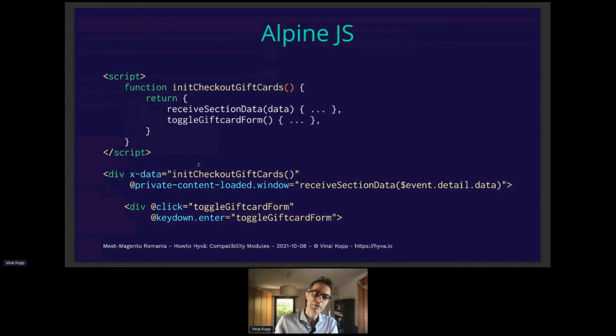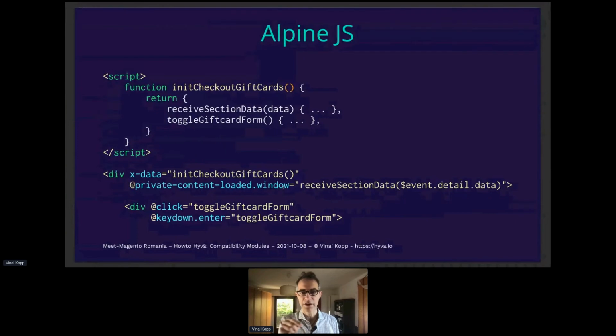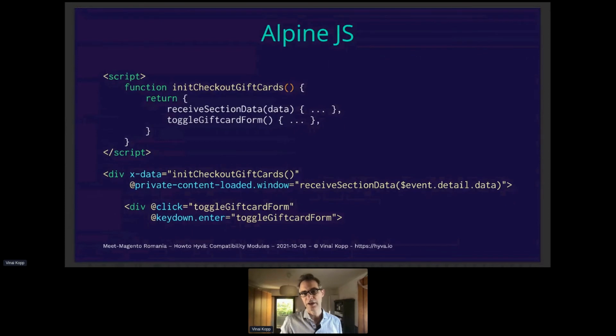So anyway, we initialize it, and then we can add, for example, event observers with @. So here, @private-content-loaded would listen for the private content loaded event, and with .window, that event listener will actually be added to the window instead of to the DOM element. And whenever that event is triggered, we'll have the callback receive section data with the event detail data that gets passed in, right? So that would be a method here on this Alpine component that gets returned from the init checkout gift cards. And then we have additional observers like on click or key down enter. That's when the enter key is pressed while the focus is on the div, etc. So it's usually quite straightforward to transfer them.